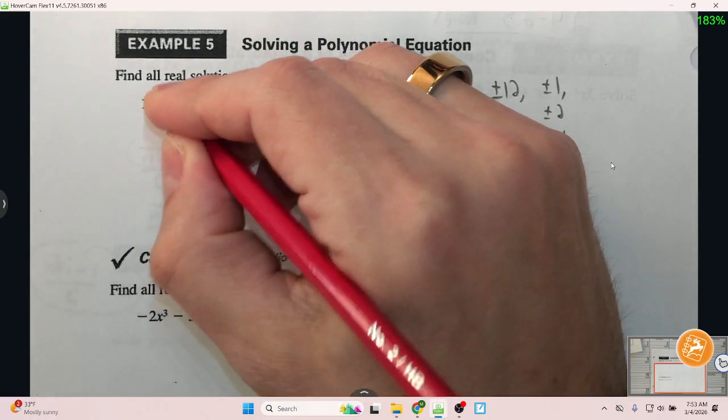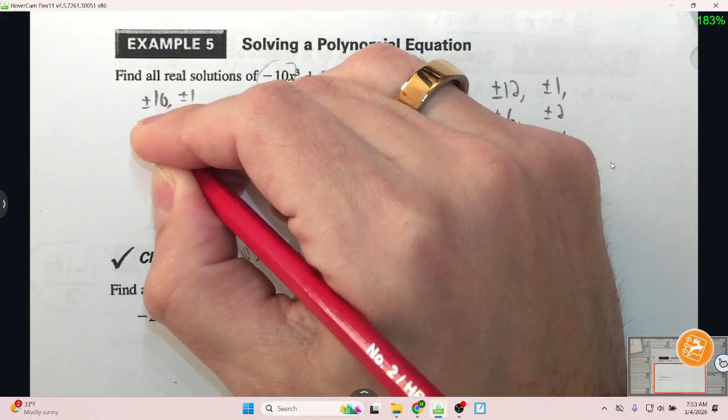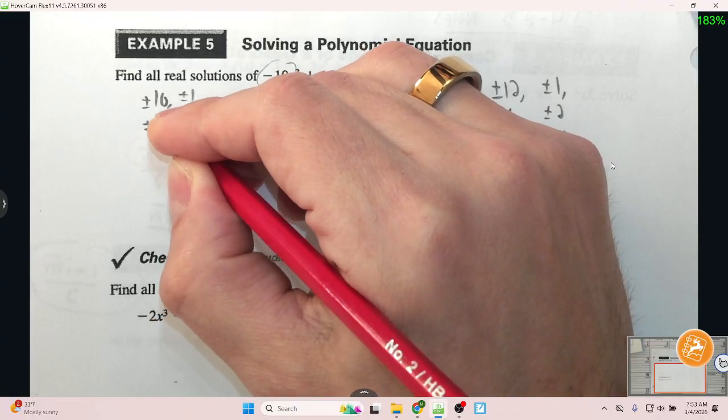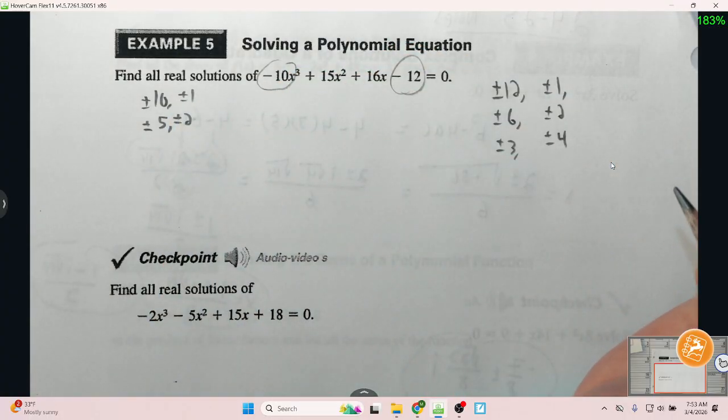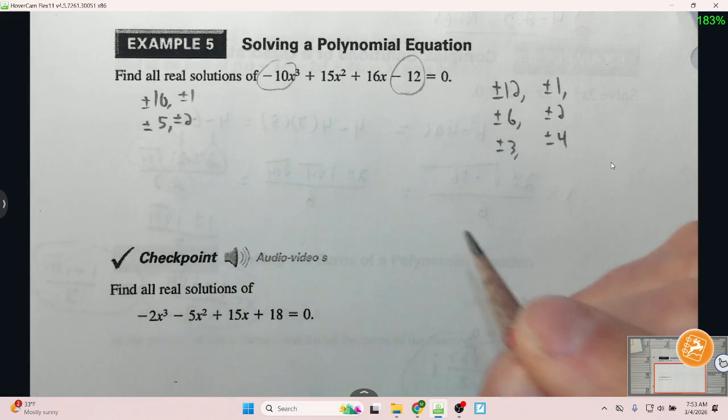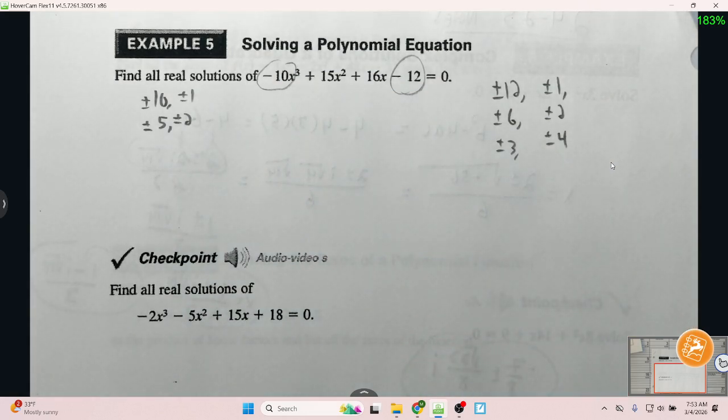I've got plus or minus 10. I got plus or minus 1. I got plus or minus 5. I got plus or minus 2. This is just my system. These are prime, so I think that might be it, actually, once again.